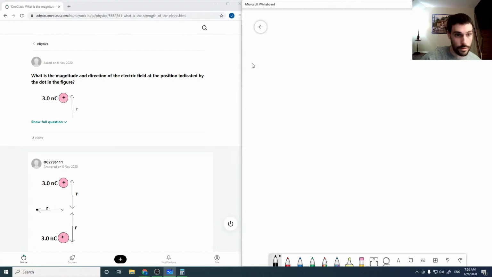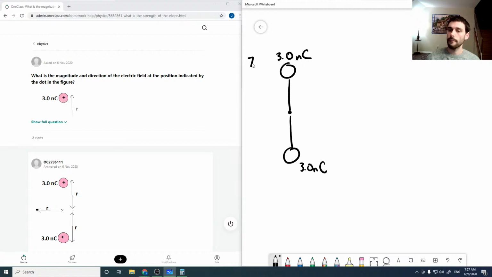Okay, this question here asks, so we've got two charges, 3 nanocoulombs, a distance r from the center, and then another distance r to another 3 nanocoulomb charge. And then that's a distance r from this point. So it asks, what is the electric field due to these charges at that point?